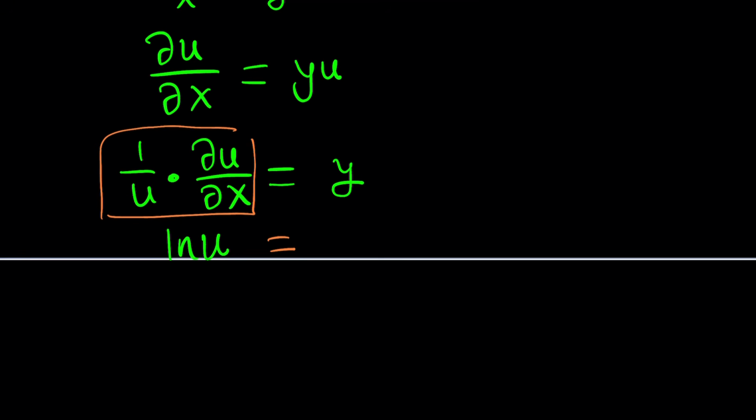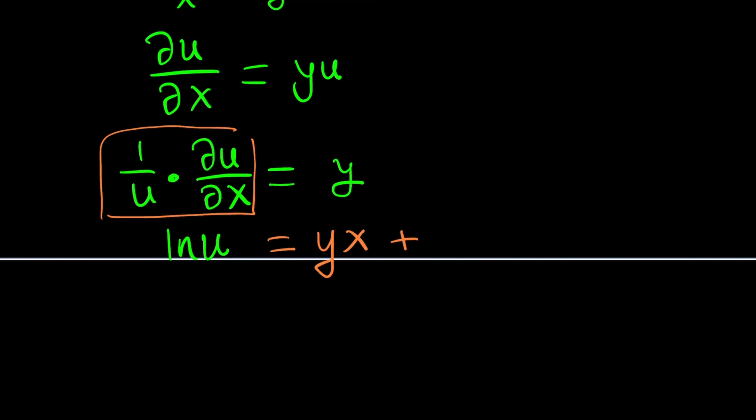And then the right-hand side, how do you integrate y with respect to x? It's just going to be yx. Think about it like 2x. 2 is the derivative of 2x. And y is the derivative of yx. Make sense? Great. Now, of course, we have to finish with a constant.